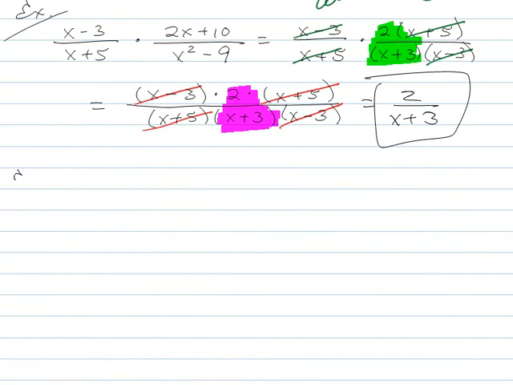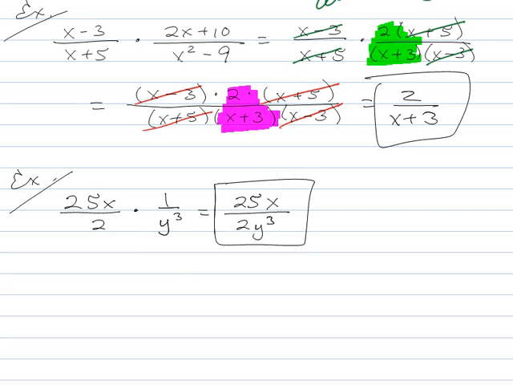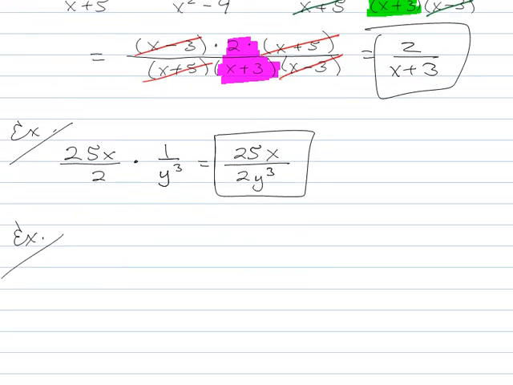So we can give you all kinds of problems like this, and really it's one of those things, the more you do it, the better you get at it. So like 25x over 2 times 1 over y cubed. Now in a problem like this, there's really not a whole lot you can do. In fact, there's nothing you can do. It's 25x times 1, which is just 25x, and then 2 times y cubed. Nothing cancels out, so don't feel like in every problem you have to force something to cancel out. Just be prepared for doing whatever is necessary to get the problem done.